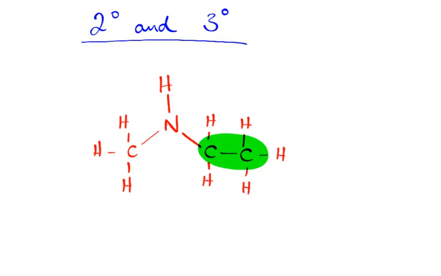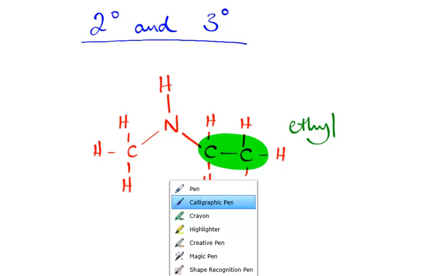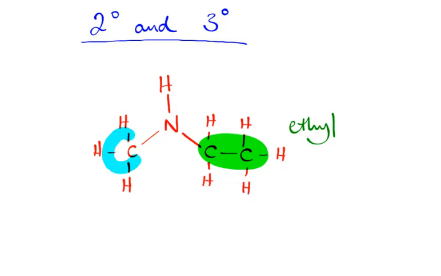So we've got an ethyl group as well as 1 carbon on this side. So we've got a methyl group. So we might be thinking, well, this is just ethyl methyl amine or methyl ethyl amine, but let's just remember what we'd said with primary amines.